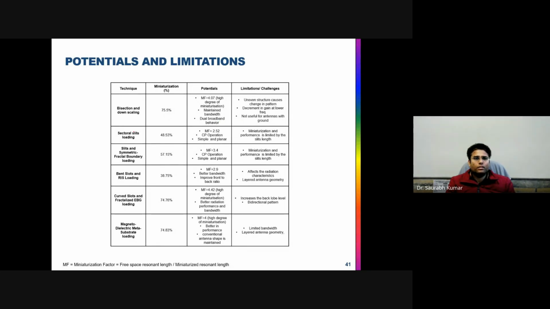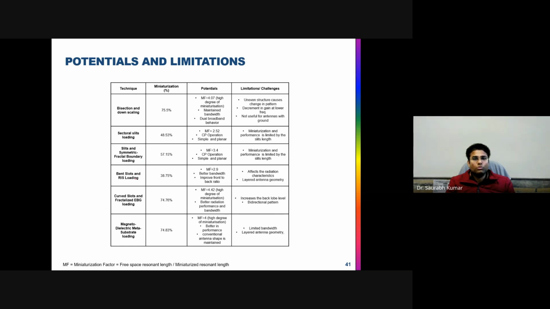Techniques like slotting and downscaling will give you an uneven structure, and there will be a decrement in the gain due to the lower frequency, the uneven structure and the cross polarizations. Sectoral slits also give you performance, but that is limited by the length of the slits. Like with the fractal boundary structure, the limitation is the same.